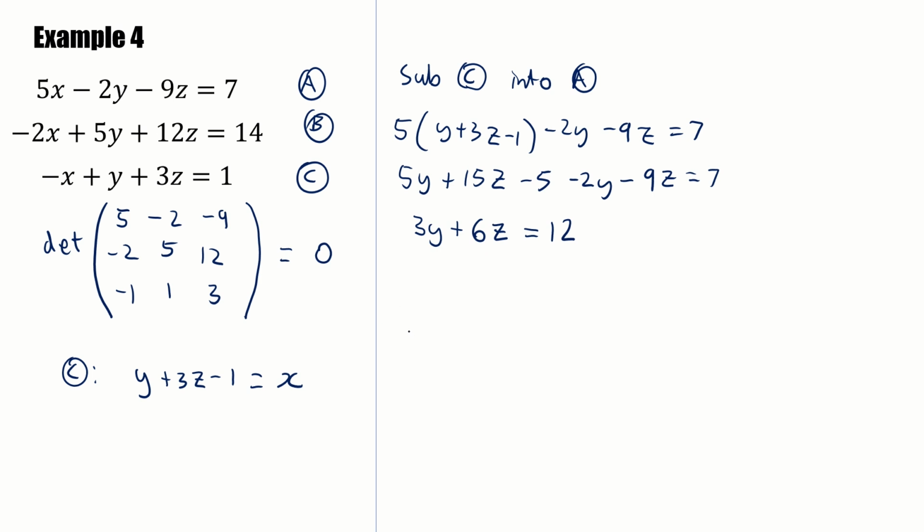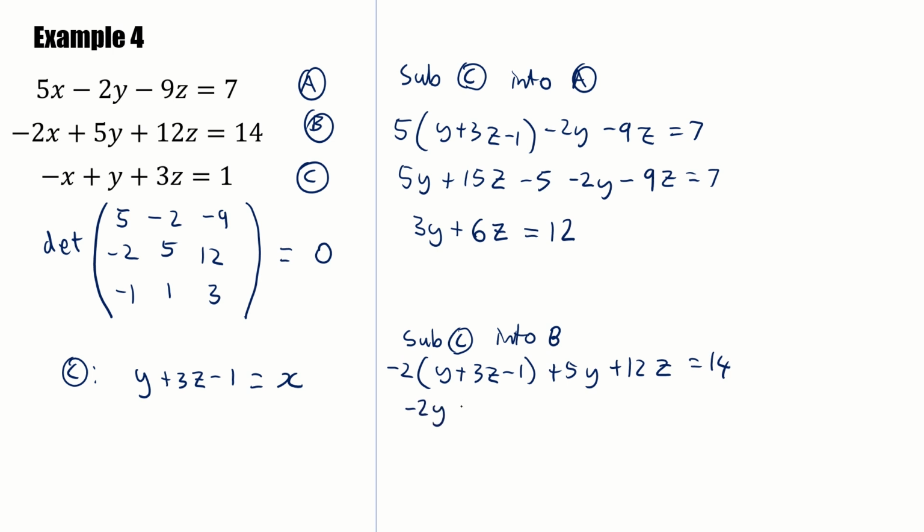So now, substituting C into B. Now I'll repeat that process, so now we've got minus 2x, but that's now replaced with y plus 3z minus 1. We've still got that 5y, that 12z, and apparently that's equal to 14. So that will then multiply out the brackets. We will then gather the like terms together.